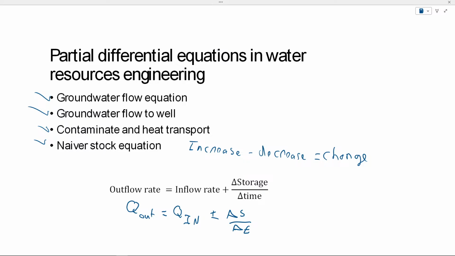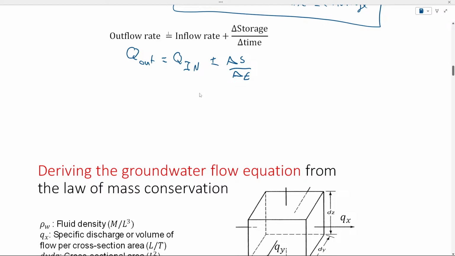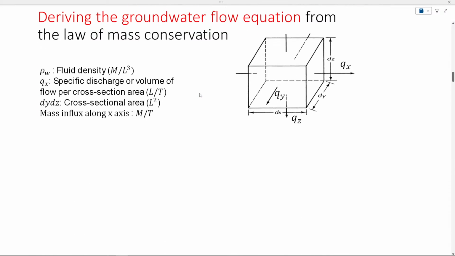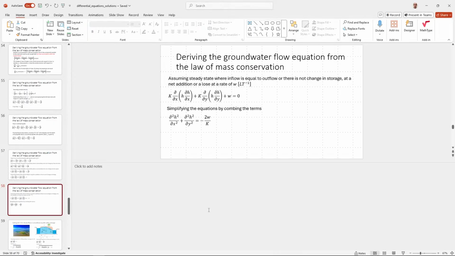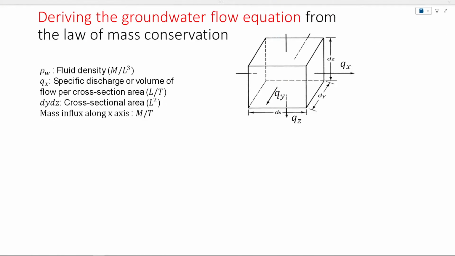And for example, when we apply this very simple law of conservation to flow, let's just look at this and use this simple principle to derive the groundwater flow equation. To derive the groundwater flow equation, assume that we have a mass influx along the x-axis.